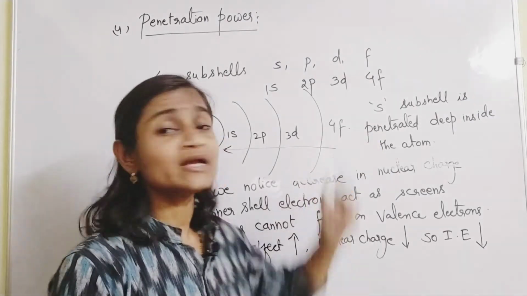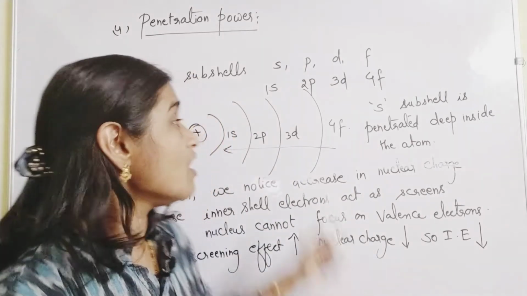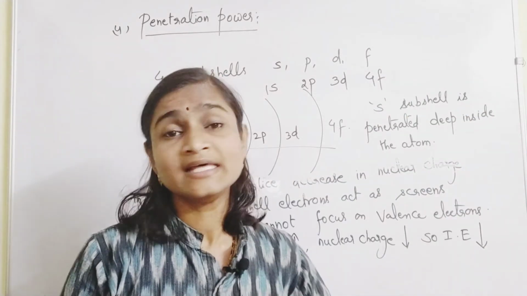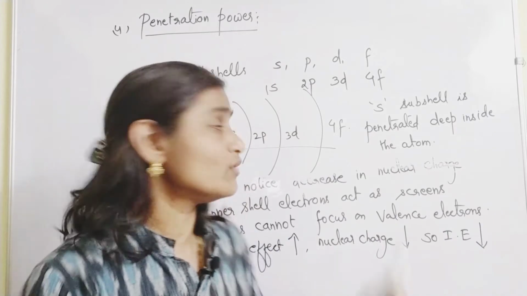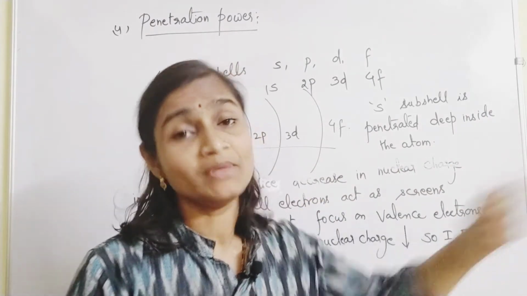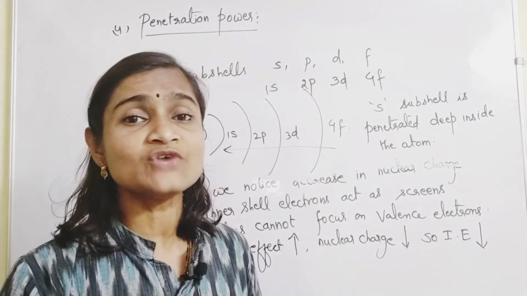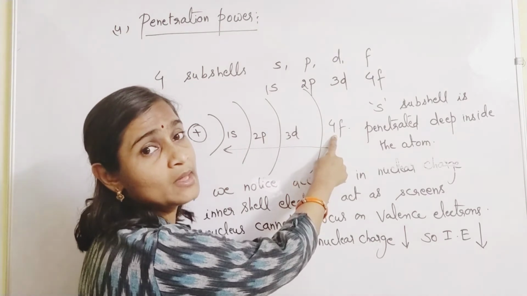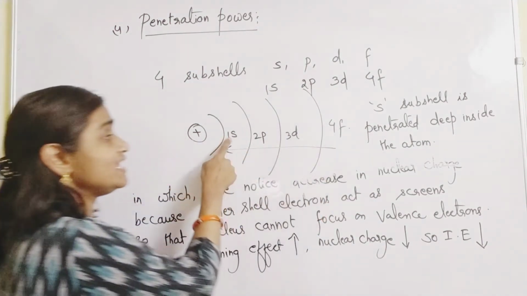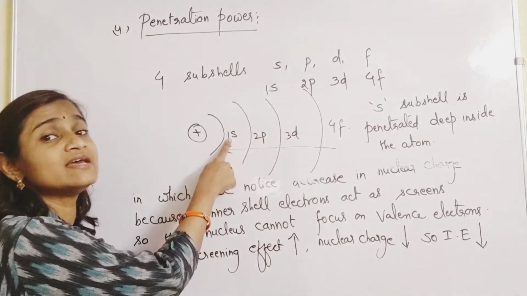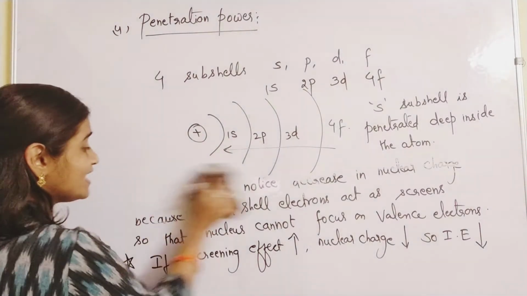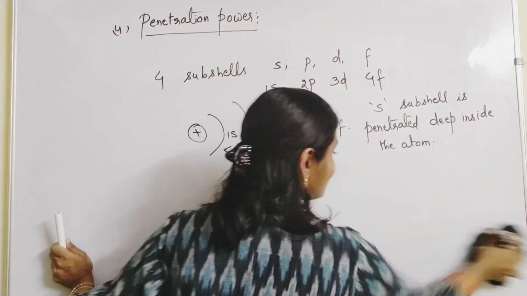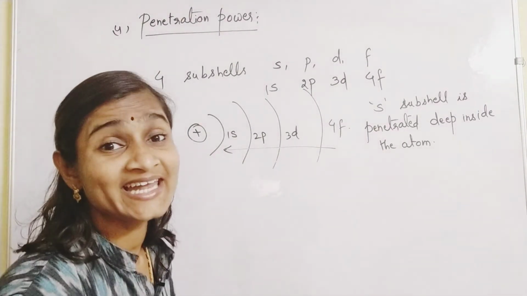So to remove an electron, is it easy from S subshell or from 4F subshell? 4F is very far from the nucleus, so no problem at all. For 4F, the electron can come out very easily because it is not at all under the influence of the nucleus. The nucleus is here, 4F is somewhere here. But very nearer is 1s. So S is penetrated deep inside the atom, and the penetration power of S subshell is greatest.